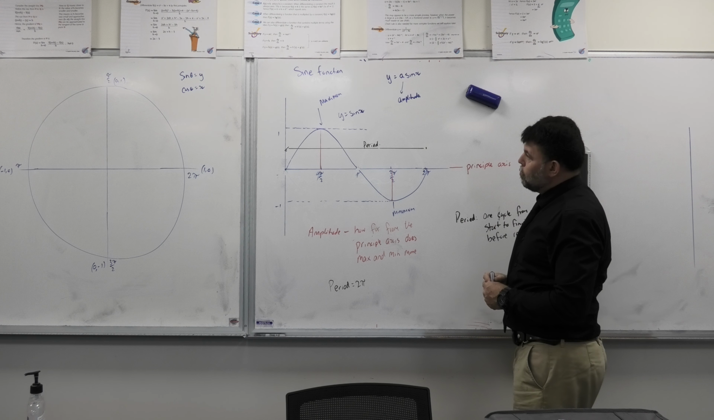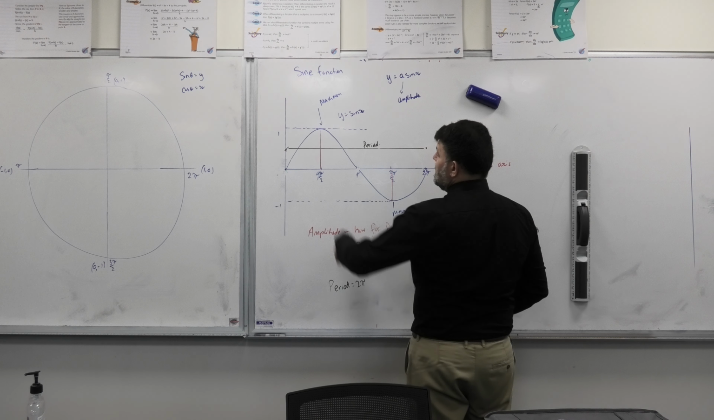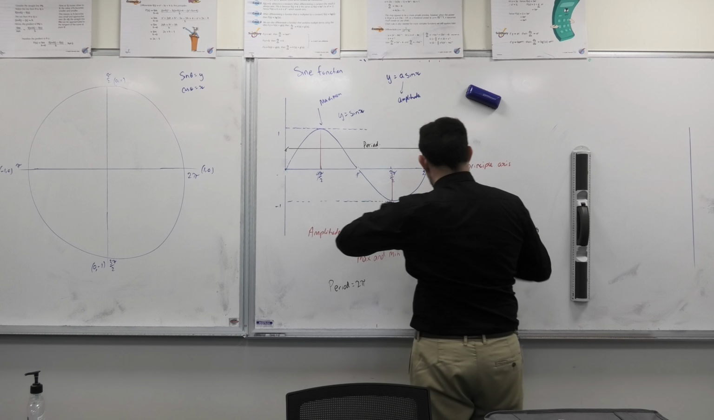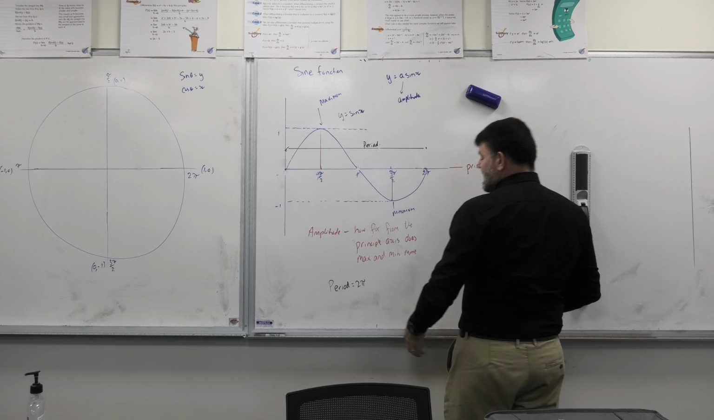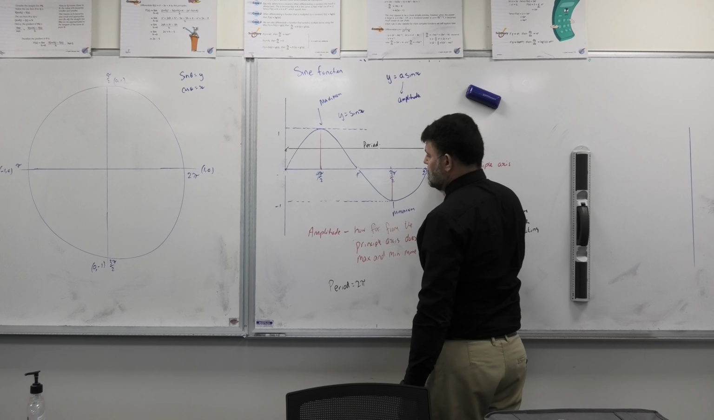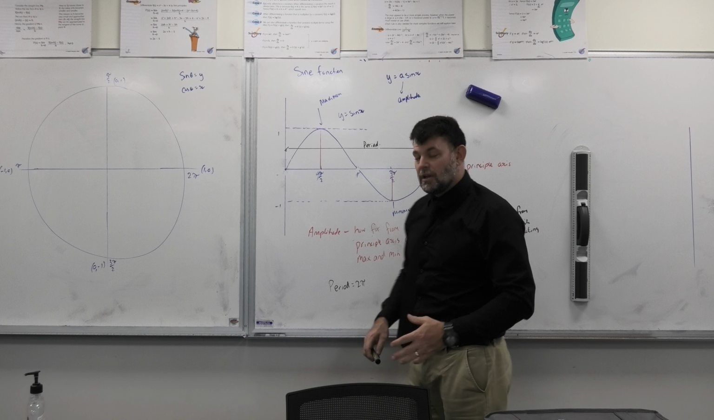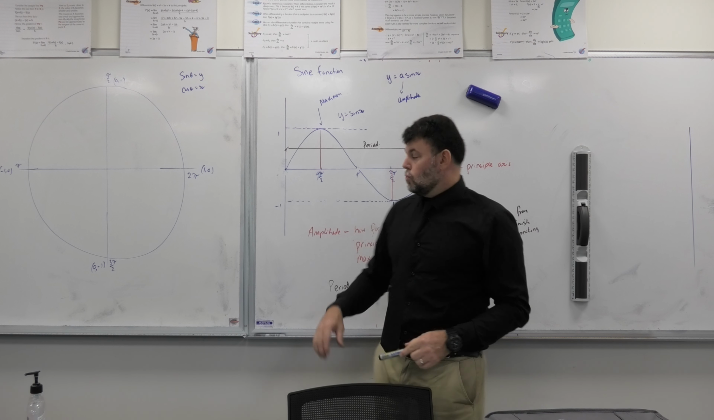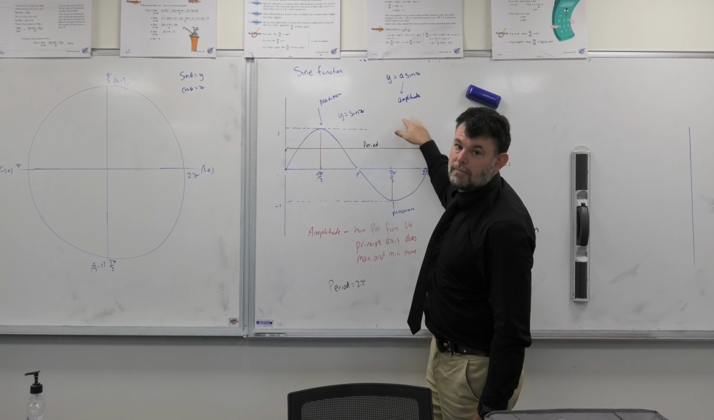So what we know about the sine function is that the amplitude tells us how far up and down it moves from the principal axis, and it's always a positive number, and the period, 1 cycle, is 2 pi. In the next video, we're going to start looking at how we make changes to these equations and what they look like on the graph. See you then.